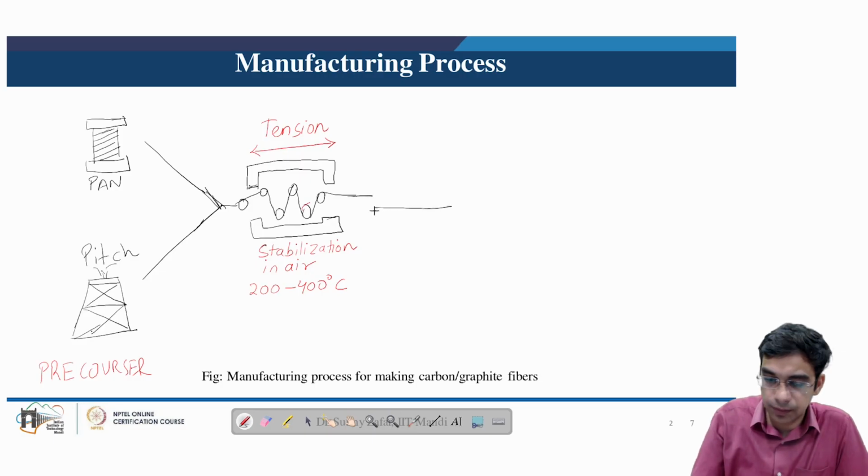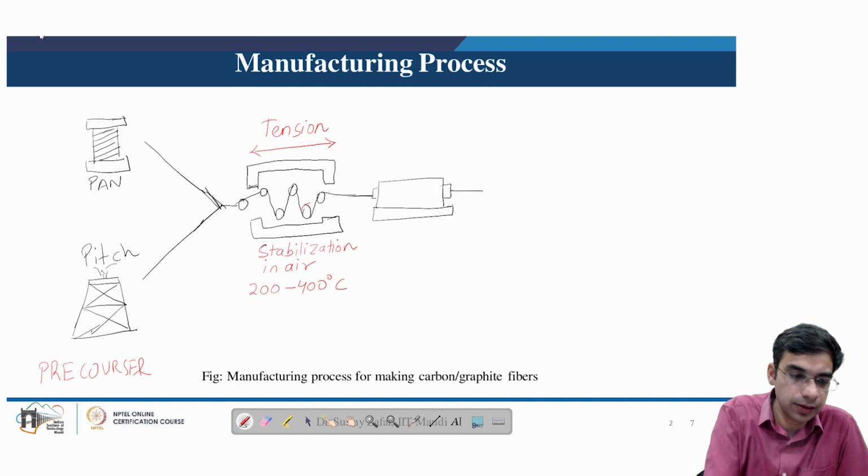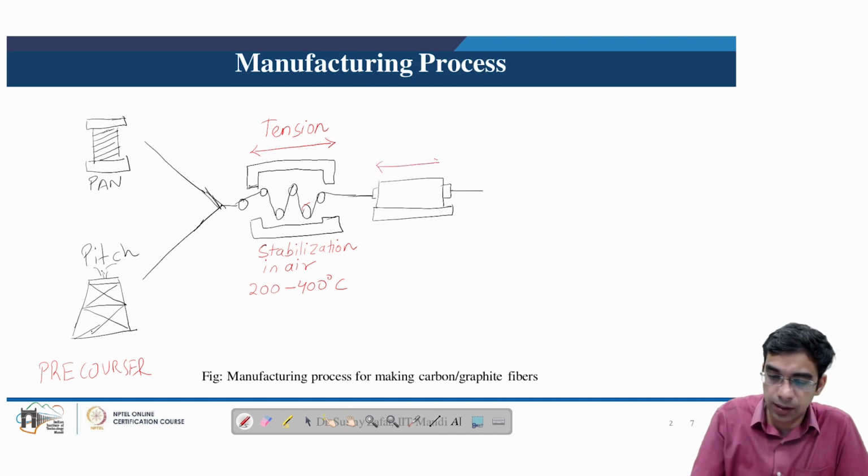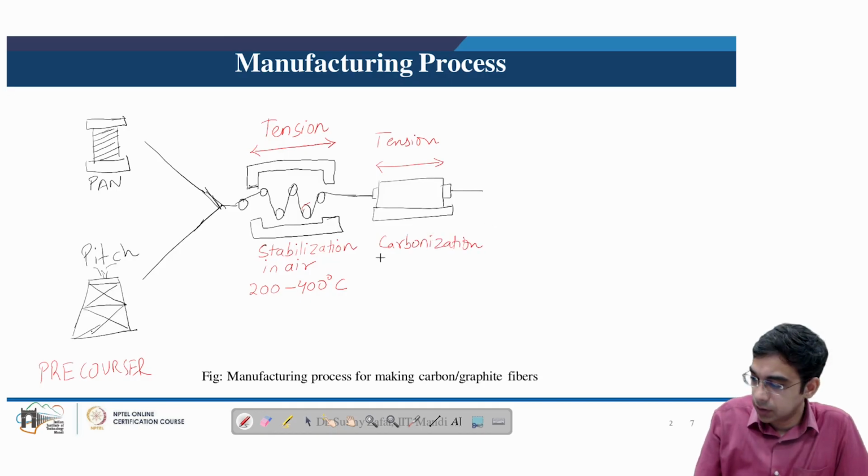where we have again use of tension or tensile forces, and this stage is known as the carbonization in nitrogen. So this carbonization is conducted in the temperature range of 482 degrees Celsius to around 1482 degrees Celsius.